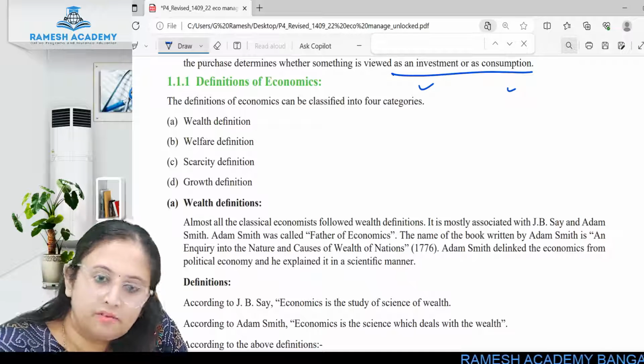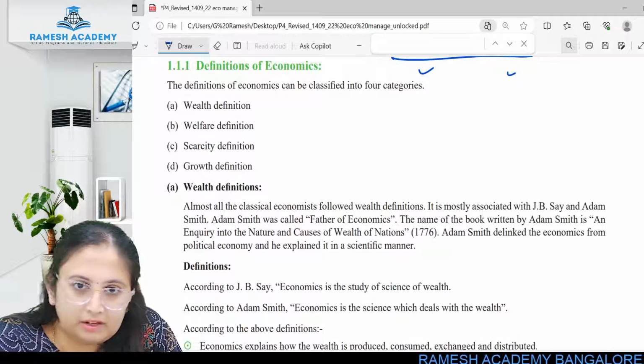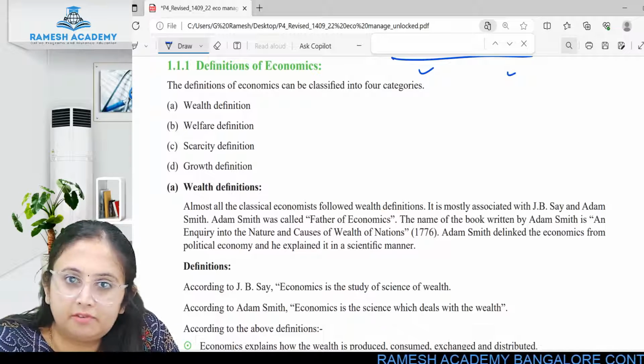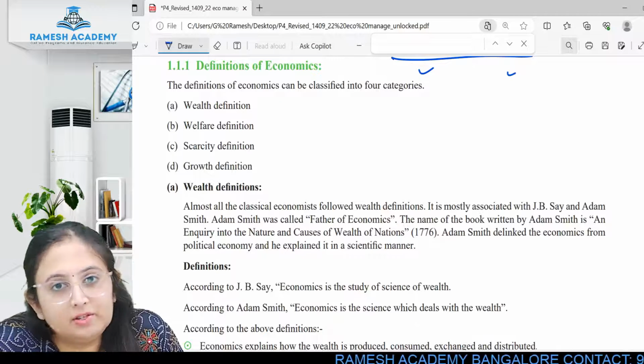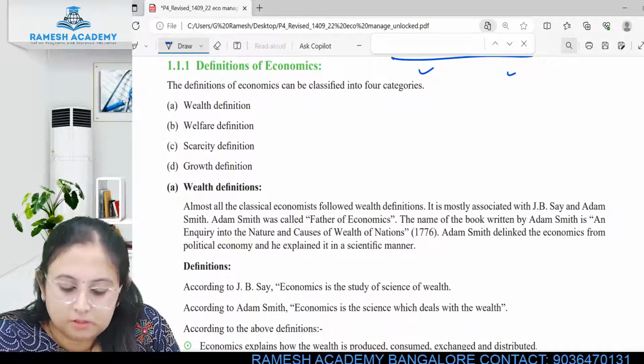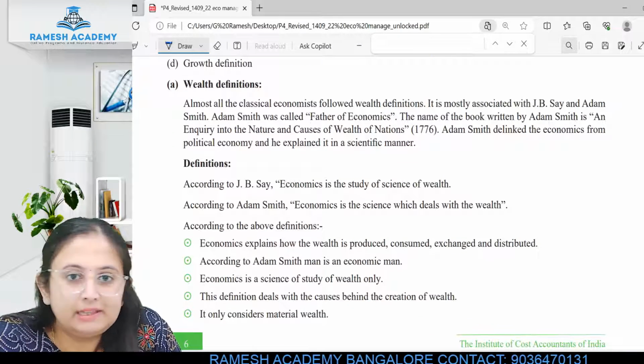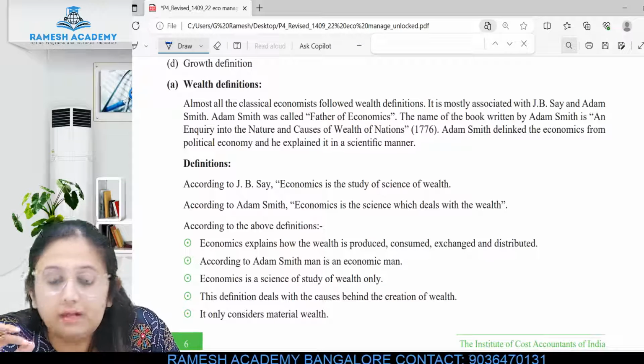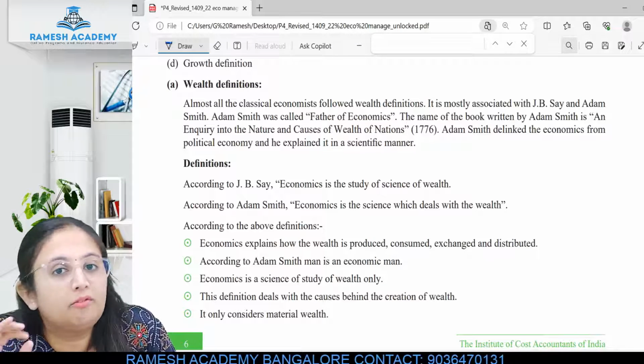We have 4 definitions. The first is the wealth definition, then the welfare definition, then the scarcity definition, and then the growth definition. These 4 you have to learn. We will see them one by one. First we will go to the wealth definition. The wealth definition is given by Adam Smith, who is called the father of economics.